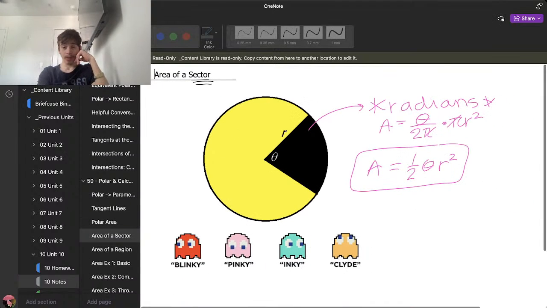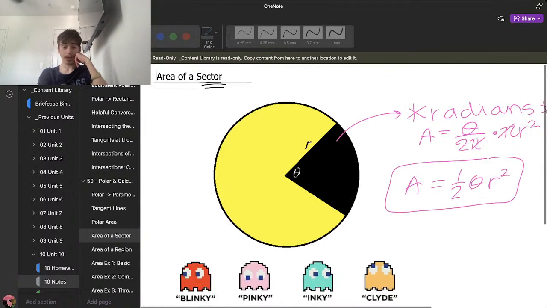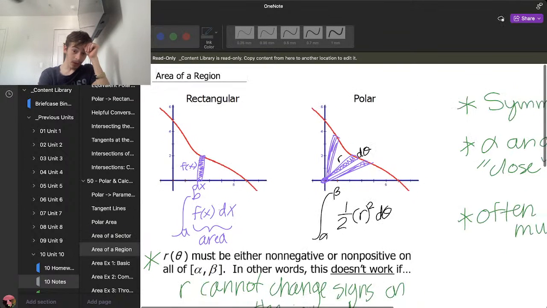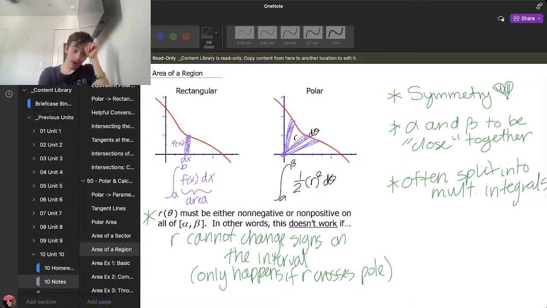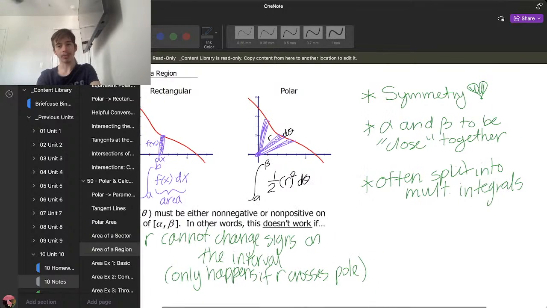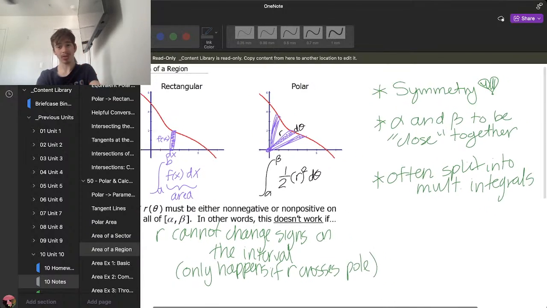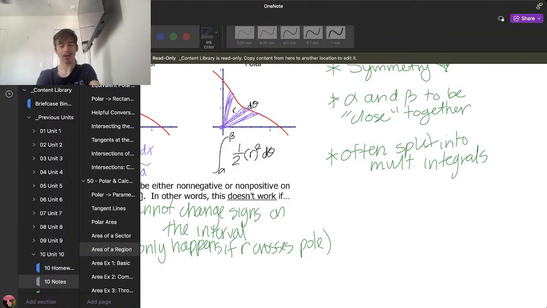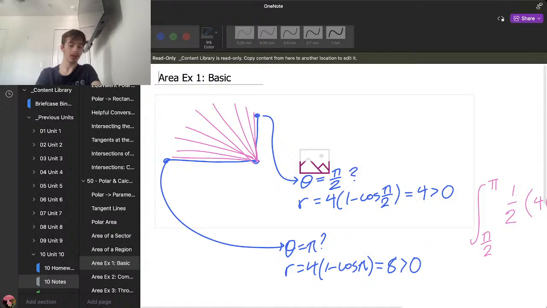Area. In radians, the area of a sector is 1/2 theta r squared. For the area of a region in polar, r cannot change signs on the interval, so you have to split the integral if r begins to change signs. We like symmetry, we want the two angles to be close to each other, and we often split the integral into multiple integrals.